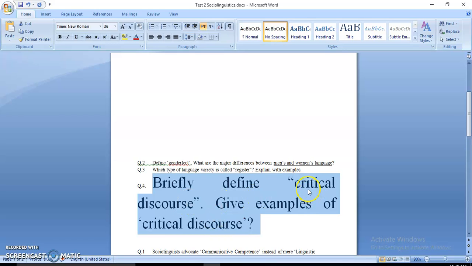So you can start by giving the heading question 4 and then the main title, critical discourse. You can start with discourse. You can say discourse is any piece of written or spoken language that is above the level of a sentence or utterance. However, critical discourse is a technical term. It means a special language which is used in order to influence readers' or listeners' attitude or behavior.